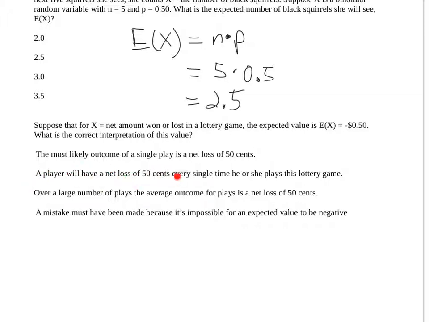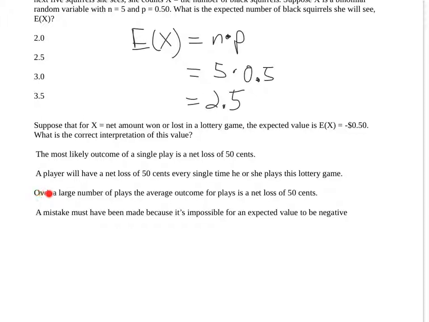A player will have a net loss of 50 cents every single time he or she plays this lottery game. Well, that one can't be true, right? Otherwise it's not a lottery, because you would never win. You would always just lose 50 cents. You'd put money in, you'd lose 50 cents every single time. So that's not it either.